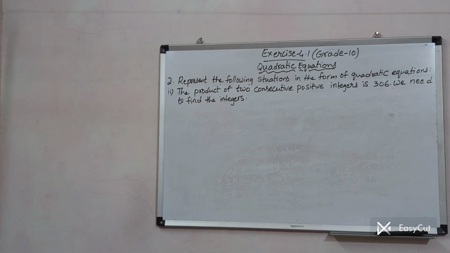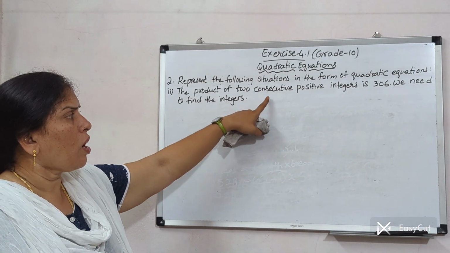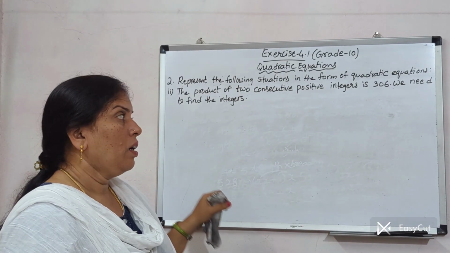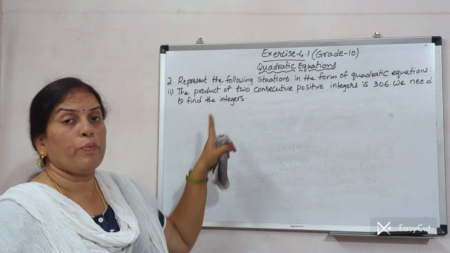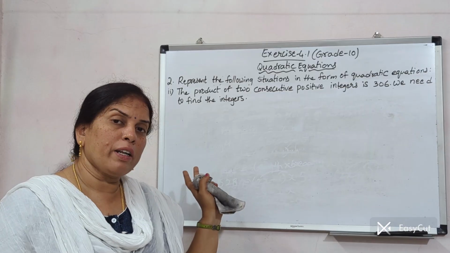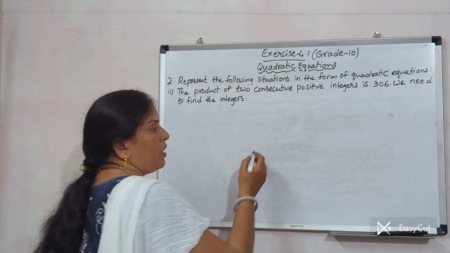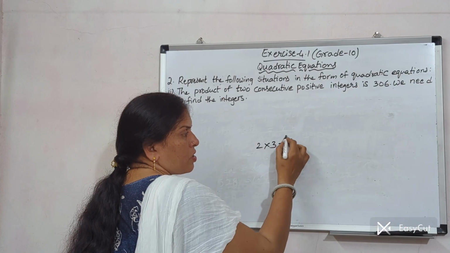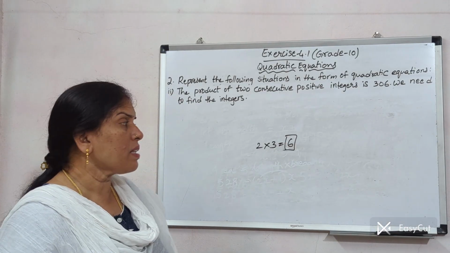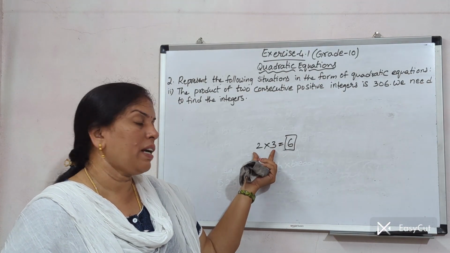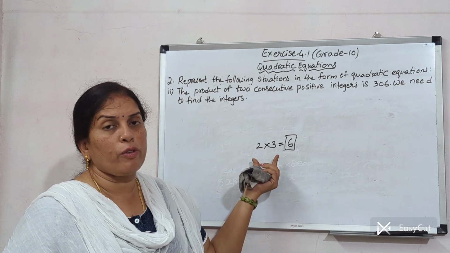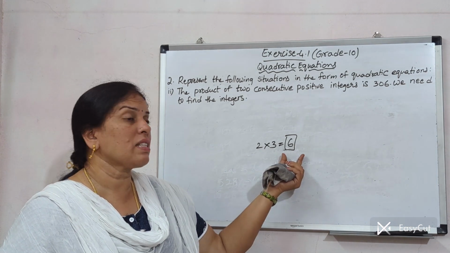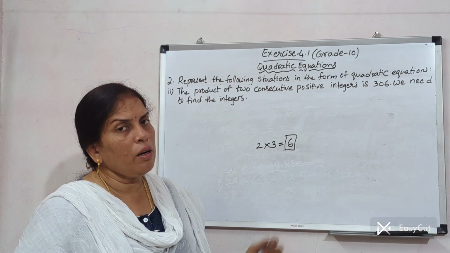Next question is, the product of two consecutive positive integers is 306. What is the question? The product. Product means what, ma? If we multiply two numbers, for example, 2 into 3 is equal to how much? 6. 6 is called the product. That means the product word means you must multiply two numbers. If you multiply two numbers, the answer which we are getting is called the product.